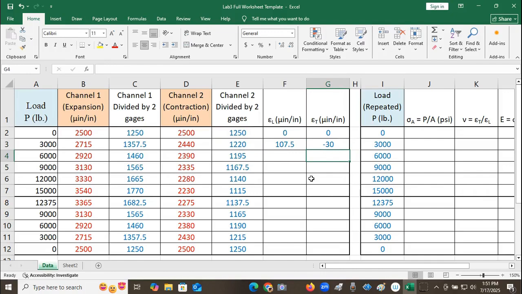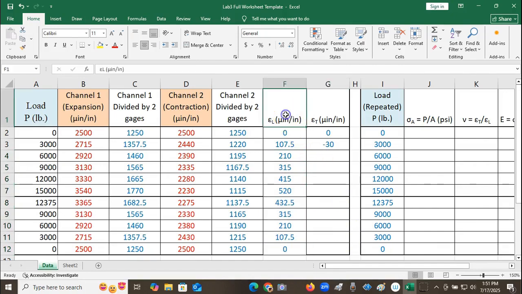Negative 30. I would expect it to be negative because the specimen is getting skinnier in that direction. So now all I do is copy this formula. Copy this down like this. Okay, and I've got my longitudinal strains.